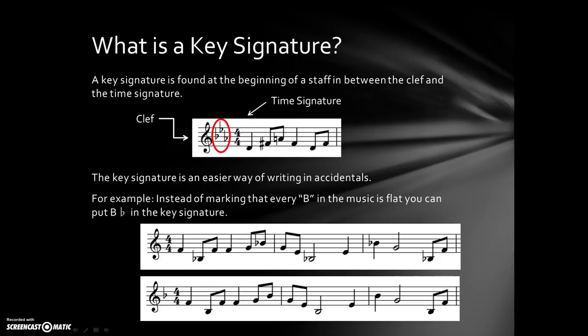For example, instead of marking that every B in the music is flat, like in the top picture, you can put B flat in the key signature, like in the bottom picture. This makes the music a lot easier to read.